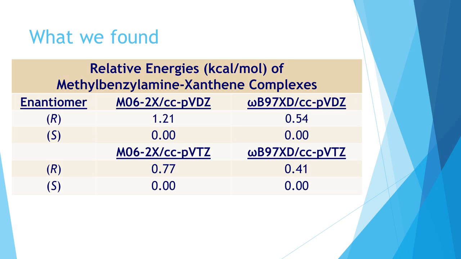You can see from this table that the S enantiomer is the lowest in energy for M06-2X and omega B97XD for both double zeta basis sets and triple zeta basis sets. This is the energy table for the methylbenzylamine xanthine complex.